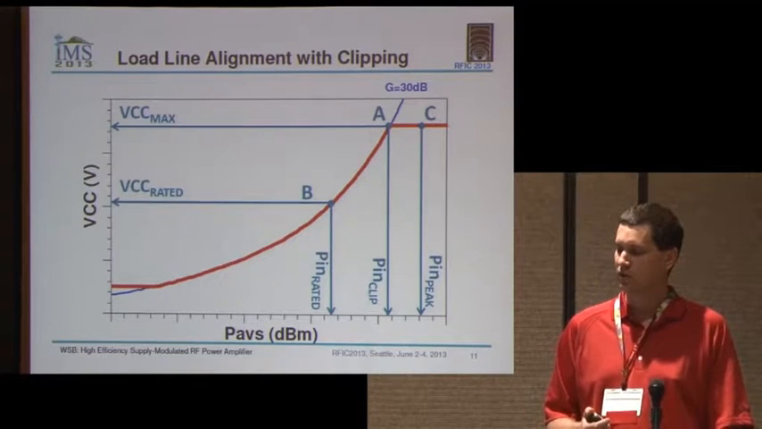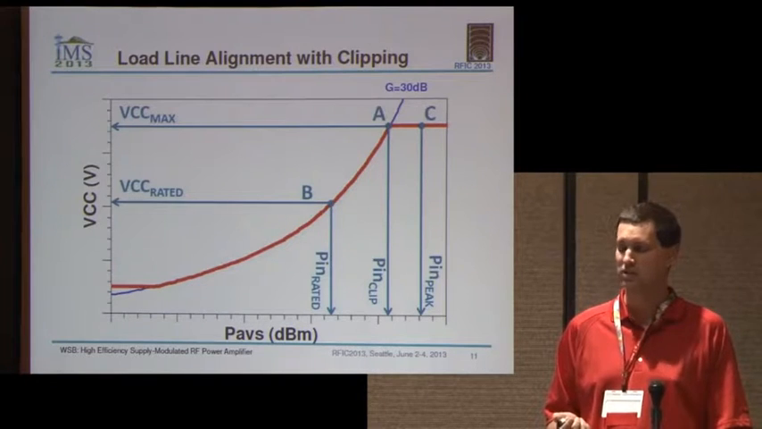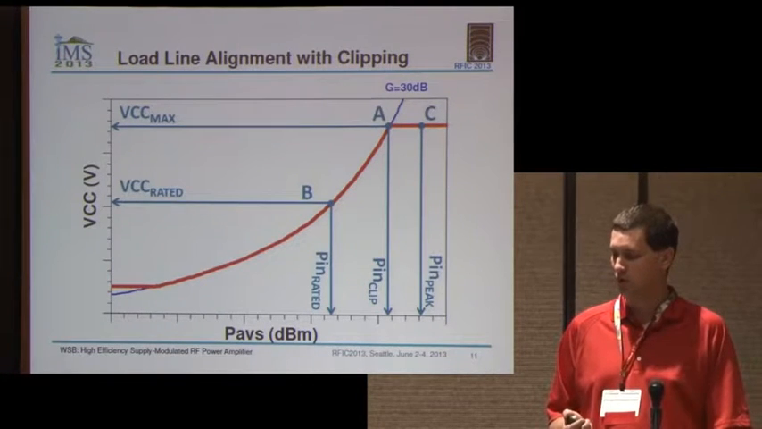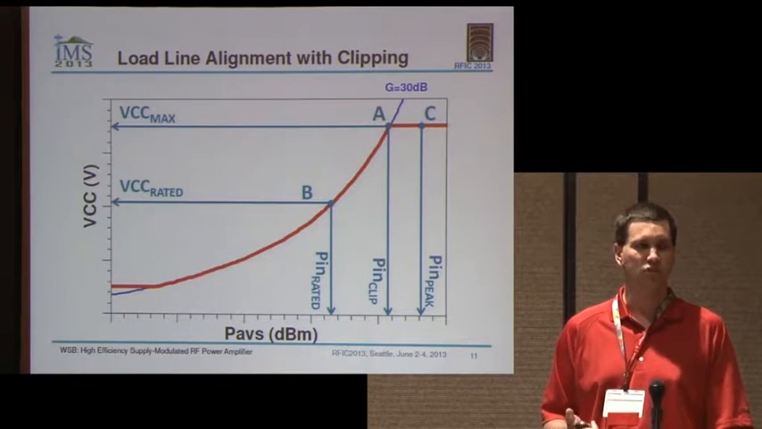But if we wanted to be conservative and completely avoid that clipping on the high end, we could set up our operating point B, our rated power, so that we were below the point A by the amount of peak to average ratio of the signal. So if we had a 7 dB peak to average ratio LTE signal, we could choose to align our rated power 7 dB below that point A where the onset of clipping occurs. But in fact, I'm going to back up to the slide now on the peak clipping.